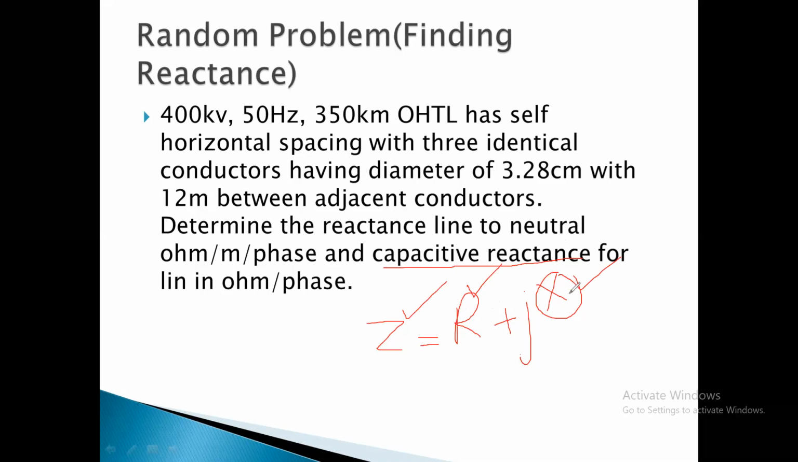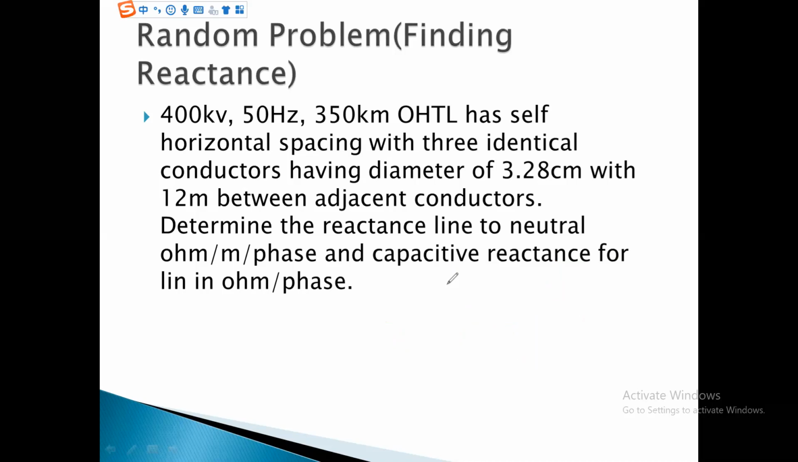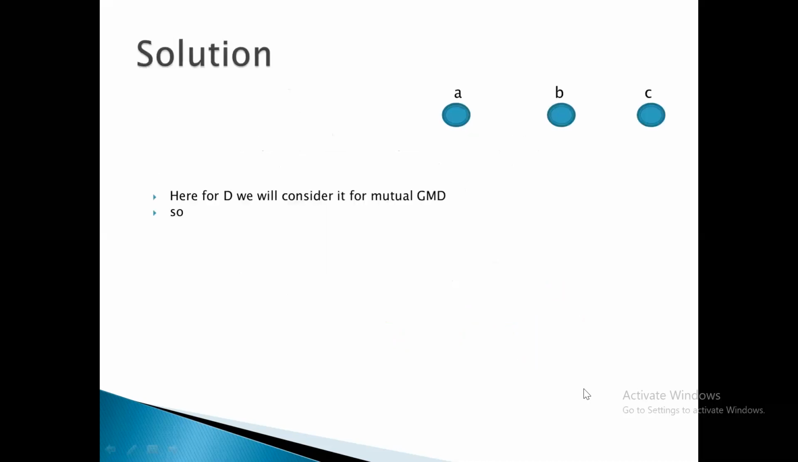For capacitive reactance, firstly you must know the capacitance. After that, you can find the capacitive reactance. For inductive reactance, firstly you must know the inductance of the line, and then we put it in the formula and get the reactance. In this problem, we are going to find the capacitance first, and then we will move towards the capacitive reactance.